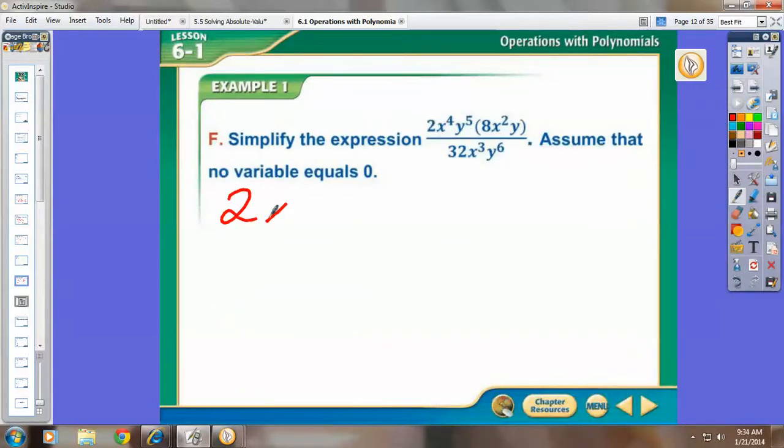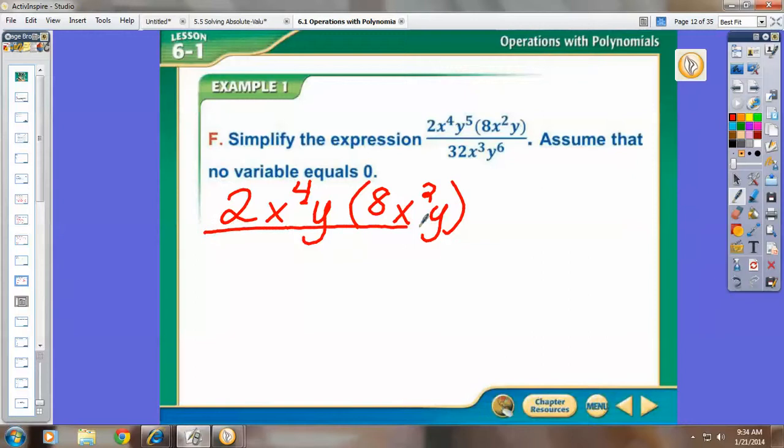Let's do this one here: 2x to the 4th y times 8x squared y, divided by 32x cubed y to the 6th. Using order of operations, of course, we start with parentheses. Is there anything inside of our parentheses that we can do? There's not. So let's go to exponents. Is there any exponents that we need to distribute out?